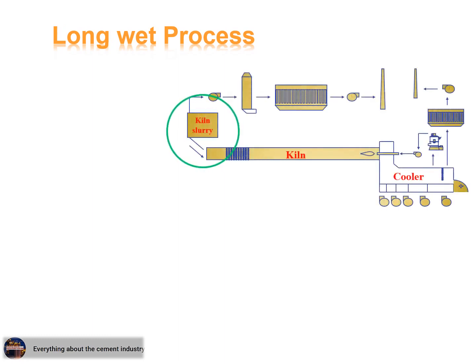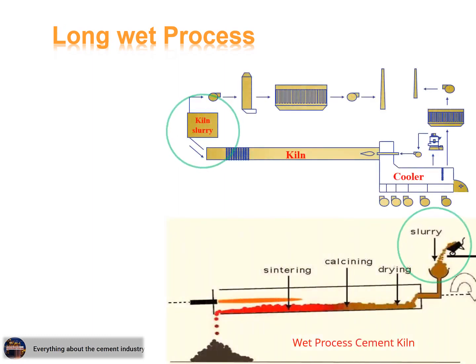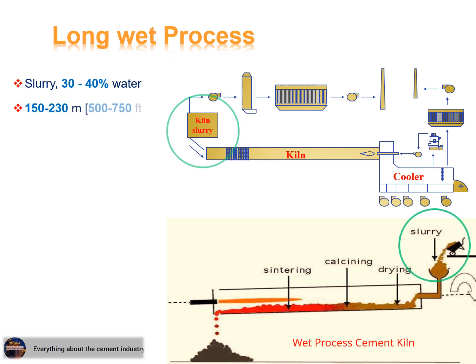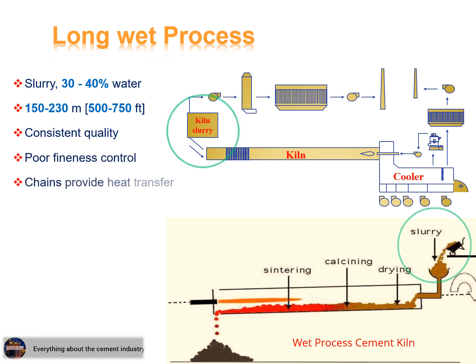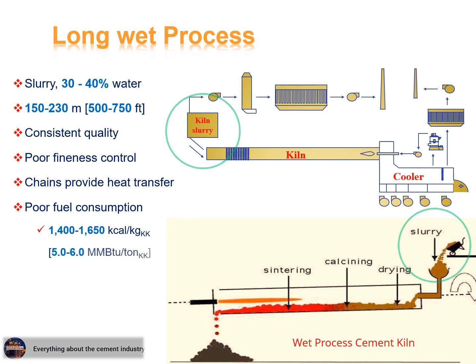1. Long wet process. One of the most important characteristics of this method is the nature of slurry: slurry is 30 to 40% water. The length of the rotary kiln is 150 to 230 meters. Consistent quality, poor fineness control. Chains provide heat transfer. Poor fuel consumption: 1,400 to 1,650 kilocalories per kilogram. Inexpensive fuel. 2 to 3.5 hours residence time.